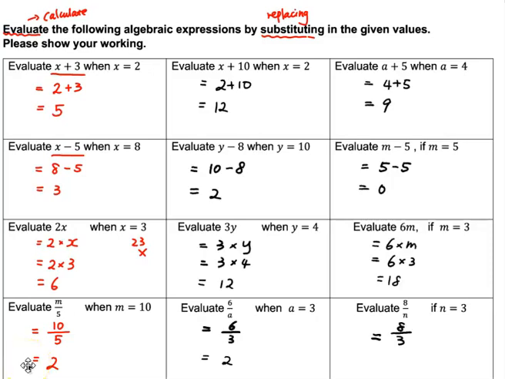Now please check your answers. You can see all of this working out and the answers are written. Now let's just pay attention to the last one here, which is evaluate 8 over n if n equals 3. Now you realize I can't simplify 8 over 3 anymore. If that's the case, you can just leave it as it is. You don't have to convert it to decimal. You don't have to convert it to percentage. Just leave it as it is.